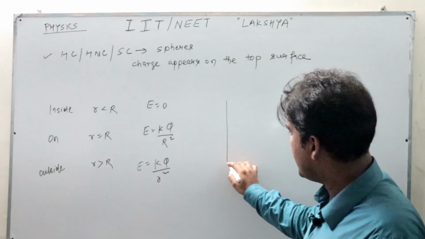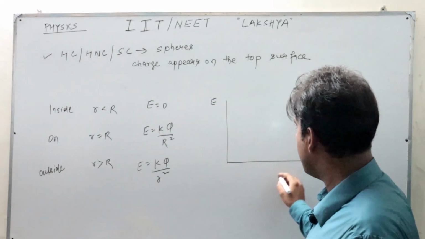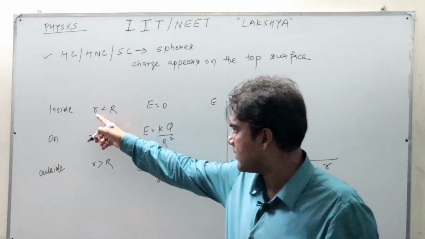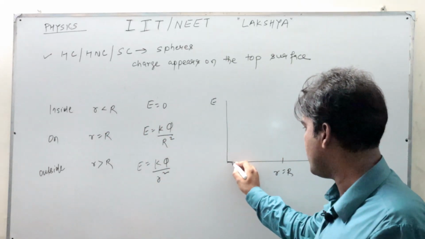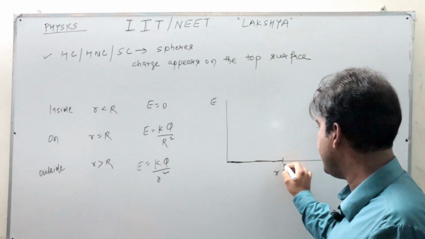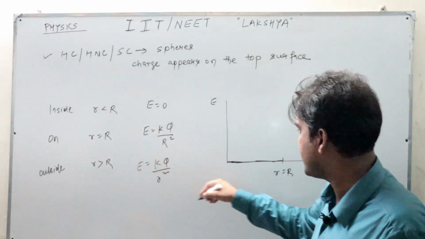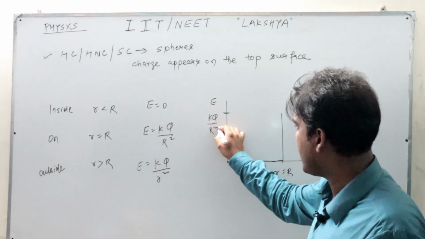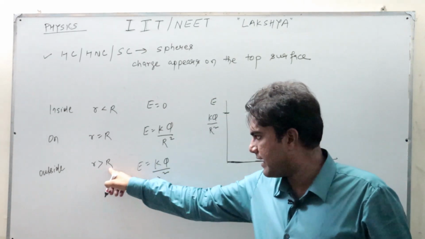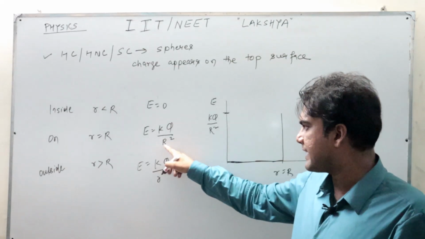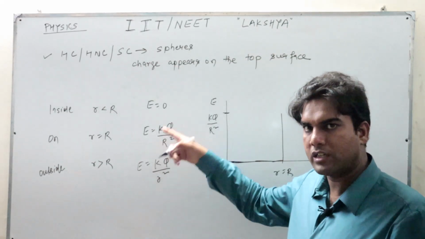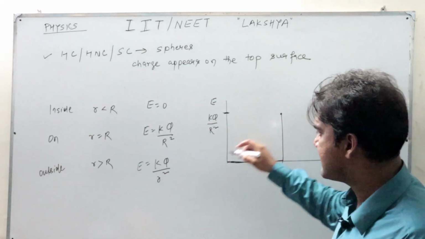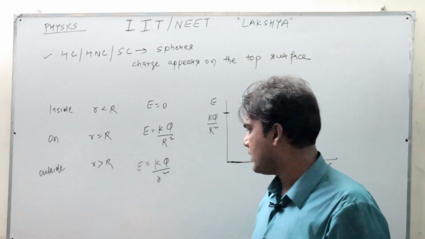I can draw a graph between electric field E and radius r. Let us say here r is equal to R. Till r is equal to R, the electric field is 0. Suddenly at r equal to R, the electric field becomes KQ by R square. This value is KQ by capital R square, a constant value, because capital R is the radius of that sphere. And suddenly after r greater than R, it is KQ by small r square.